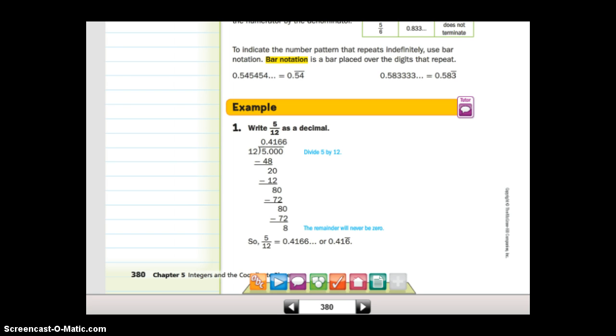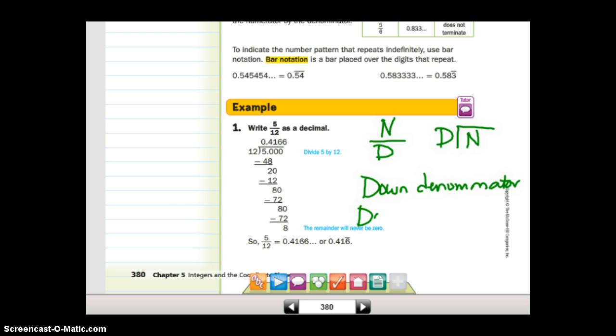So what we know in a fraction is that the numerator is on top and the denominator is on bottom. The denominator is outside the den. Down, denominator, don't go in the den.